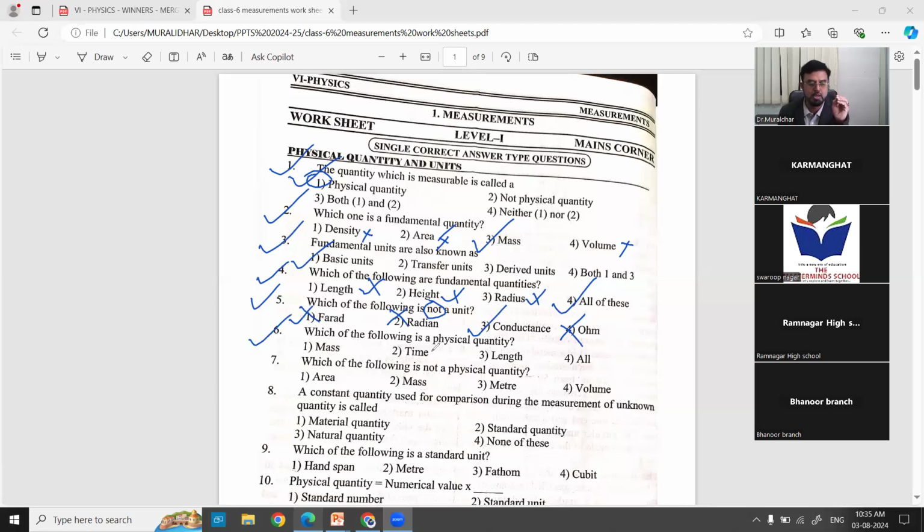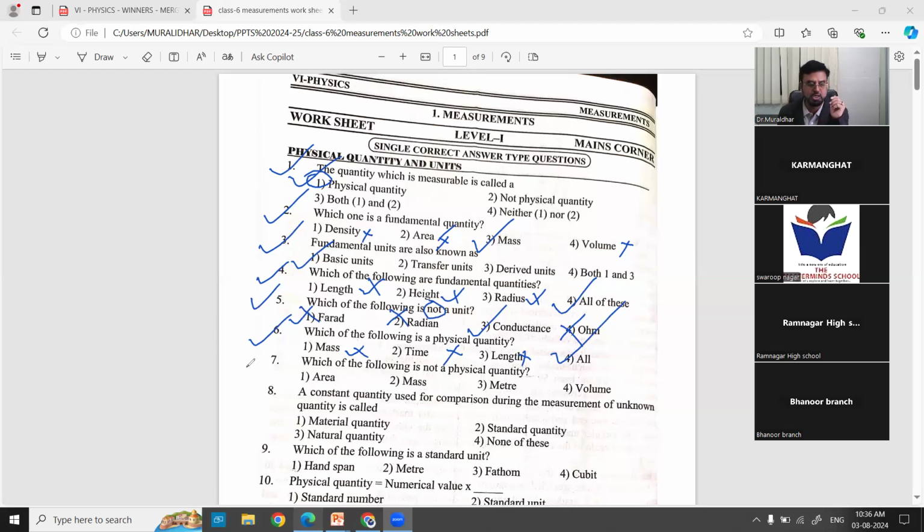Sixth one. Which of the following is a physical quantity? There are so many physical quantities, you know. Mass is a physical quantity, you can measure it. Time is also a physical quantity. Length is also a physical quantity. So all is the answer. What is a physical quantity? Which we can measure. We can measure mass, time, and length also. So all three are physical quantities.